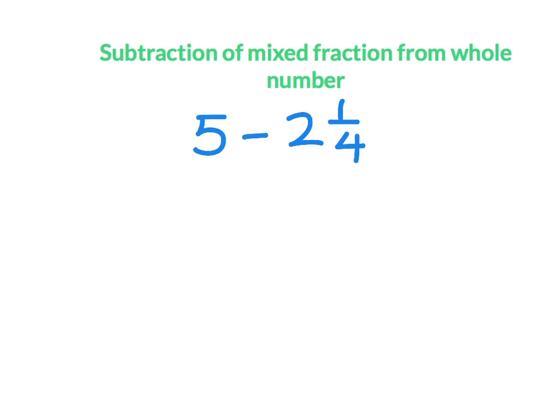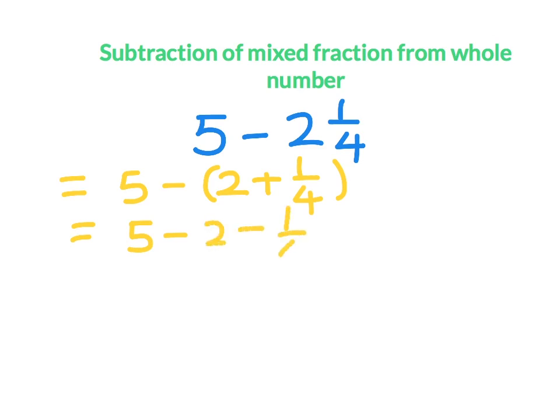Also, you might be asked to subtract mixed fractions from a whole number. So we can use the same method. However, you have to be very careful here. The signs are very important. So let's rewrite this fraction. We can write this as 5 minus, let's put a bracket, 2 plus 1/4. Okay, so when we open up the bracket, the sign is going to affect everything within the bracket. So that's 5 minus 2 minus 1/4. Now 5 minus 2 is what? 3 minus 1/4.